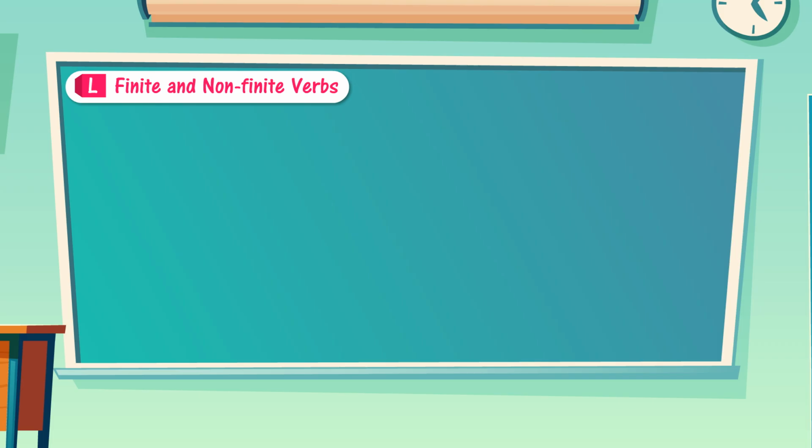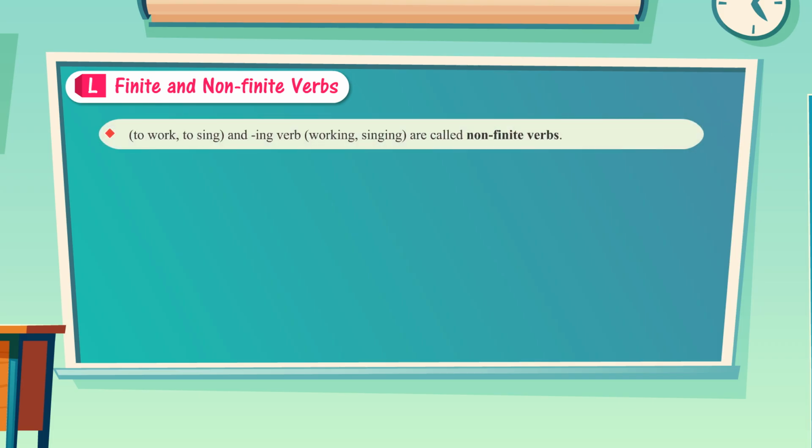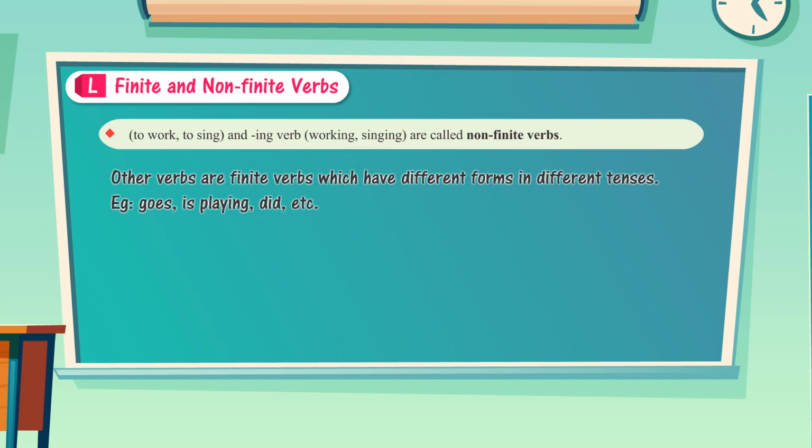L. Finite and non-finite verbs. To work, to sing, and ing verbs, working, singing, are called non-finite verbs. Other verbs are finite verbs which have different forms in different tenses, e.g. goes, is playing, did.